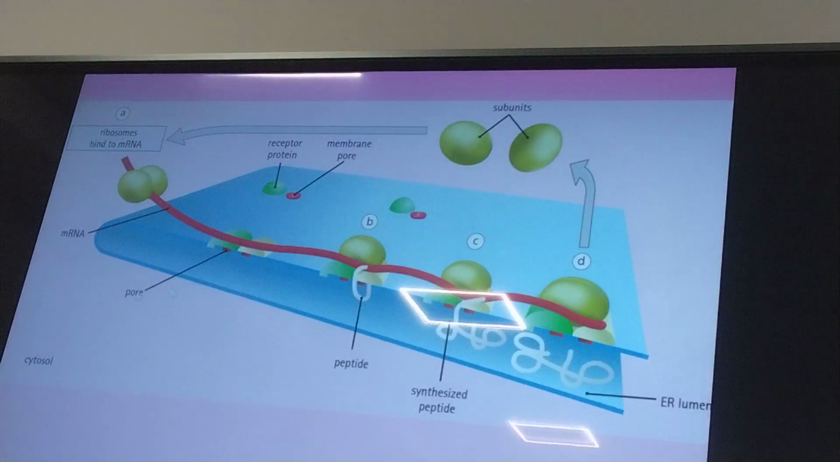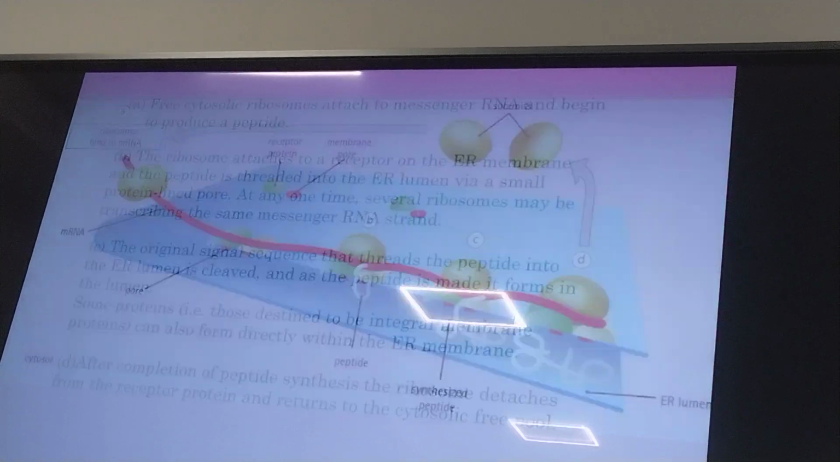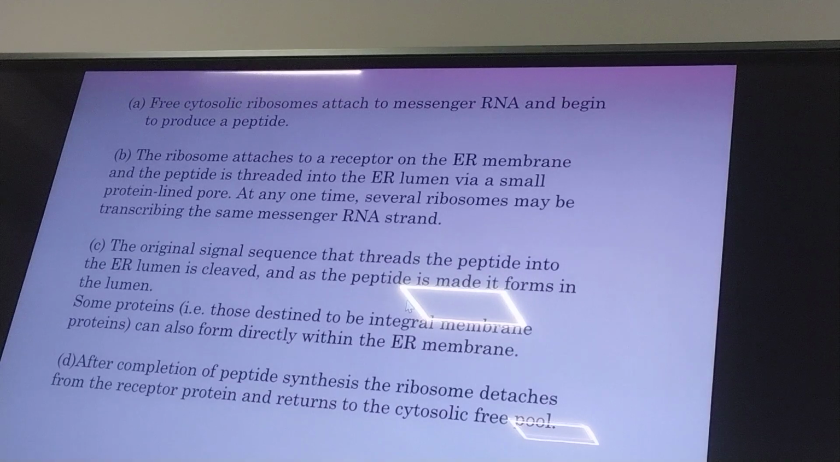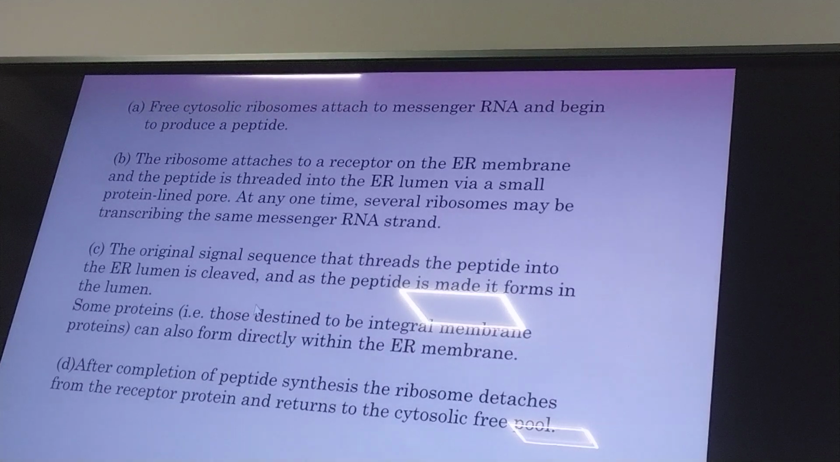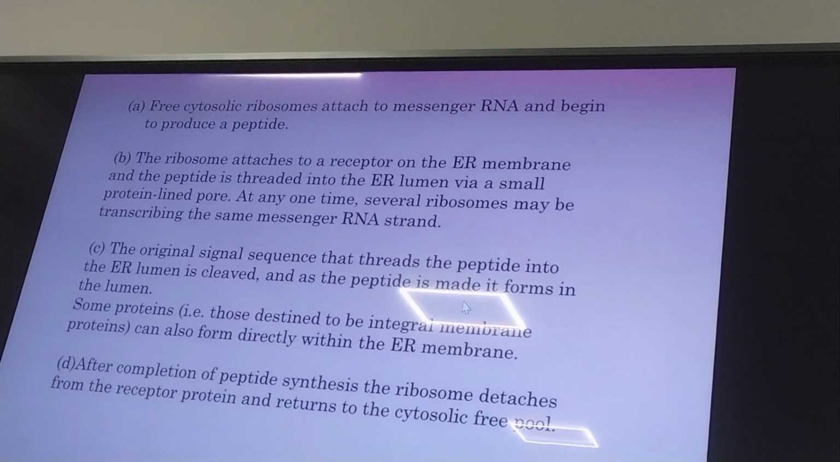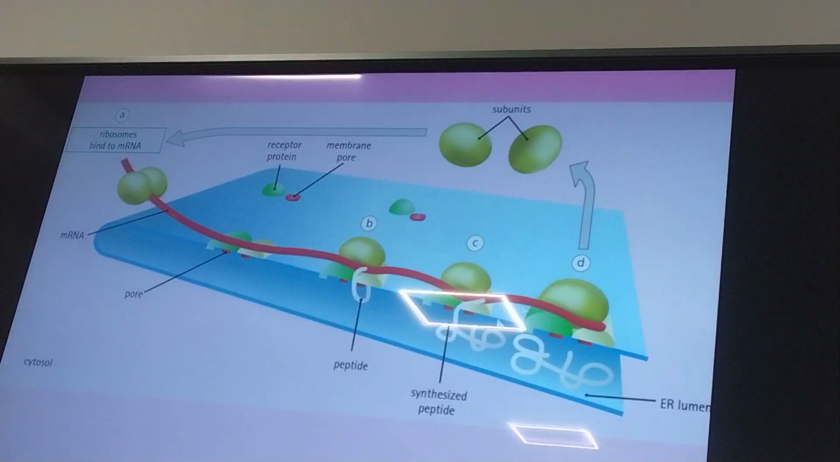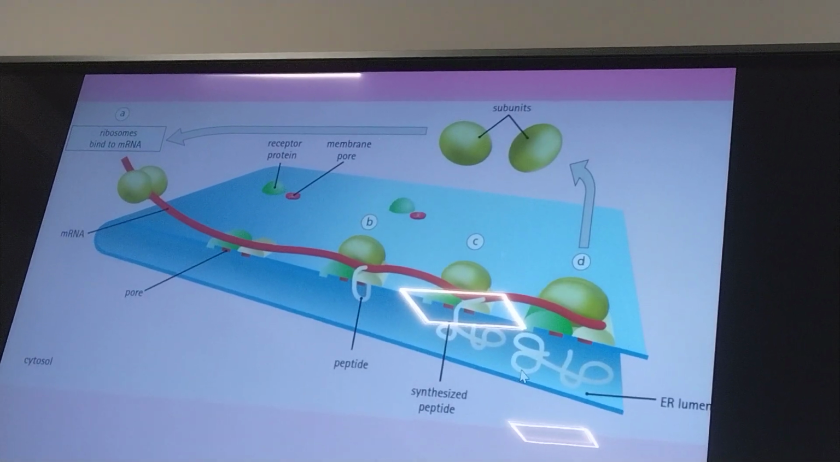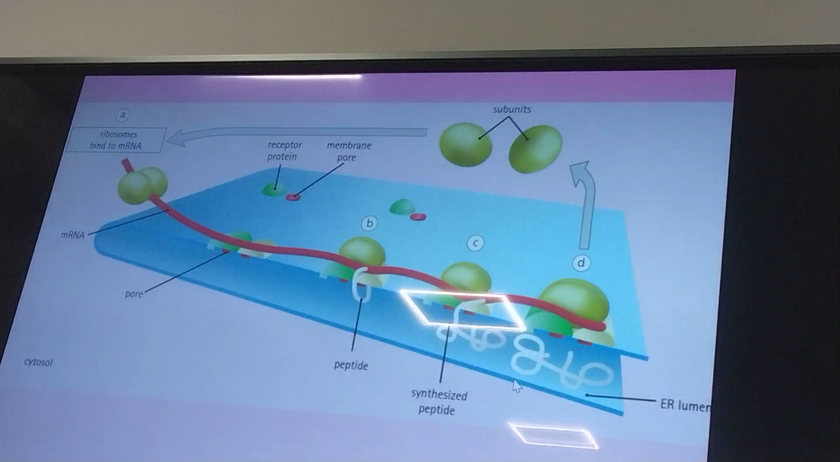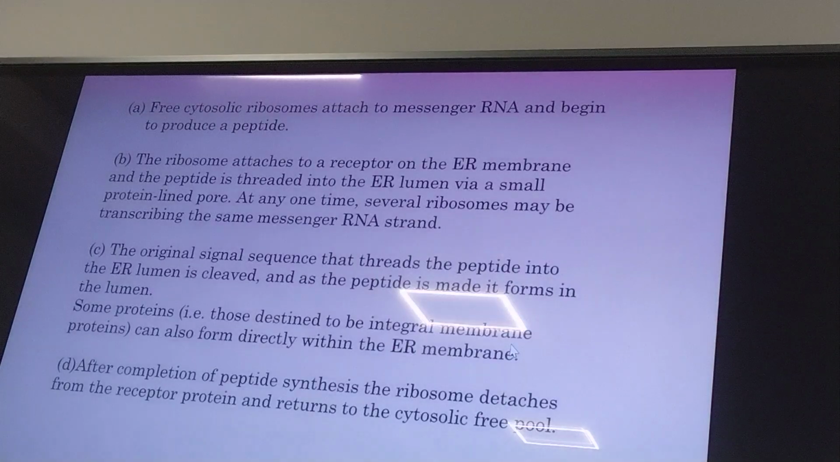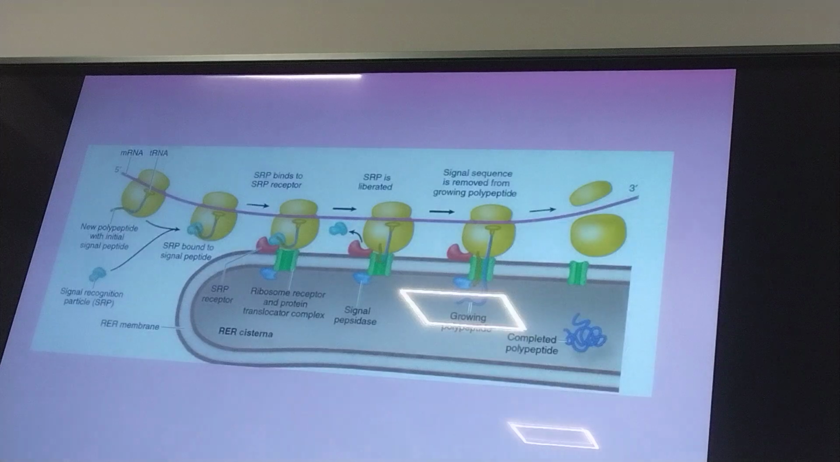The C1 is when the peptide is synthesized, when the original signal sequence that threads the peptide into the endoplasmic reticulum lumen is cleaved, the peptide is made, it forms in lumen. See? Then the synthesized peptide goes through the lumen of the cisternal endoplasmic reticulum. And then after completion of peptide synthesis, the ribosome detaches from the receptor protein, right? And then returns to the cytosolic free pool. That's the same actually.